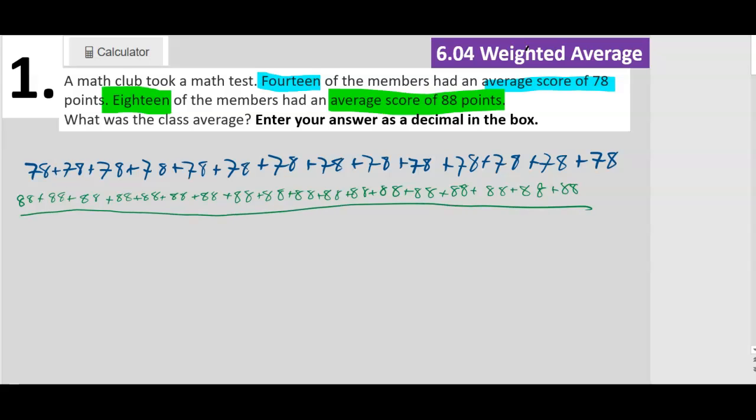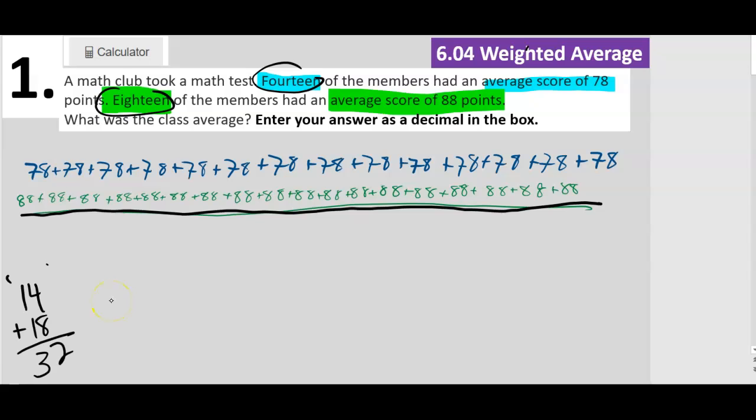I want to make it a different color. I want to make my color black, thick. Divide by how many total students there are, how many club members. Well, that would be 14 plus 18. So then I would have to divide by, I added it right here in the lower left-hand corner of your screen, 32.